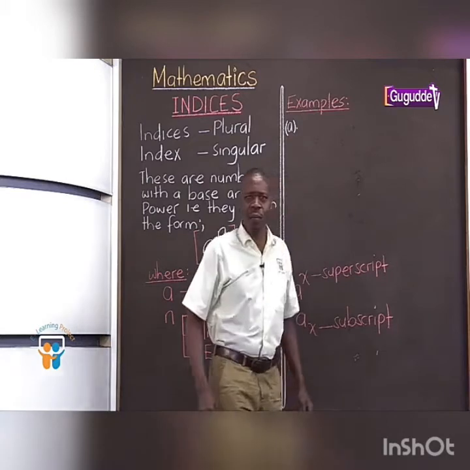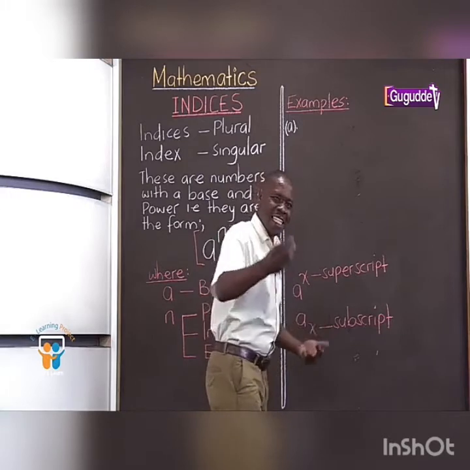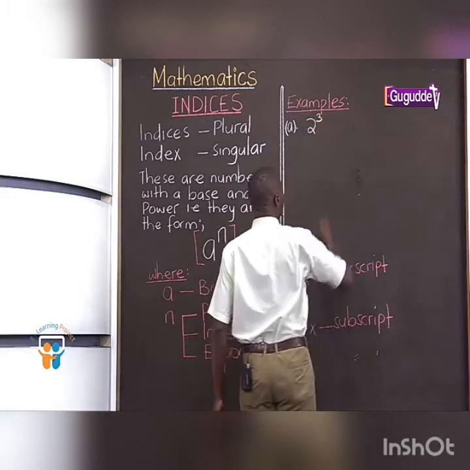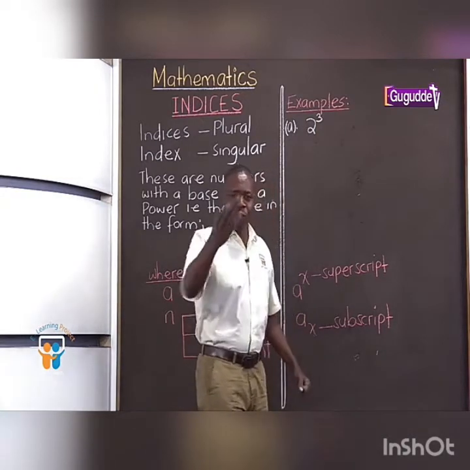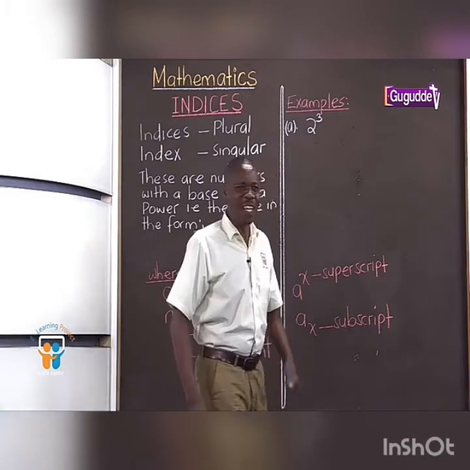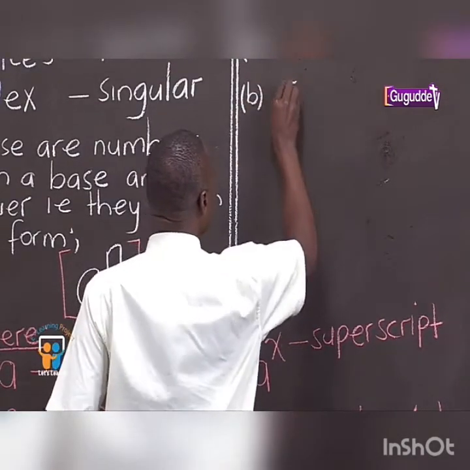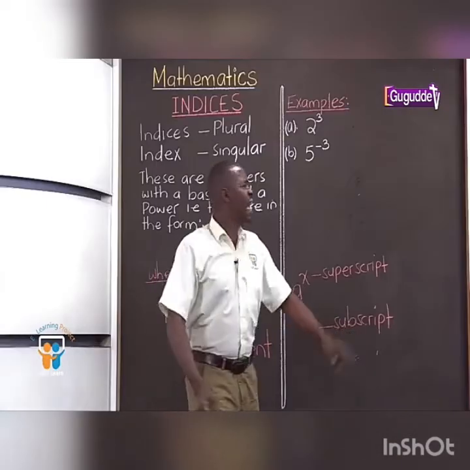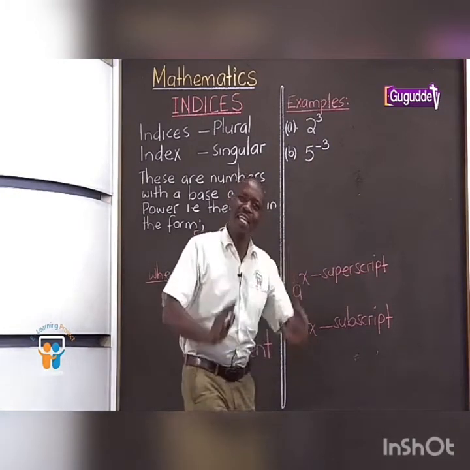Someone should call me from somewhere. Yes, someone is calling from Luwero, and is giving me an example of 2 to the power 3, which is good. That is correct. Another call. Yes, another phone call. Someone is calling me from Kumi district in eastern Uganda. Very good. Someone is telling me that another example is 5 to the power negative 3. It is okay. It has a base and it has a power. Though the power is a negative, it is still correct.